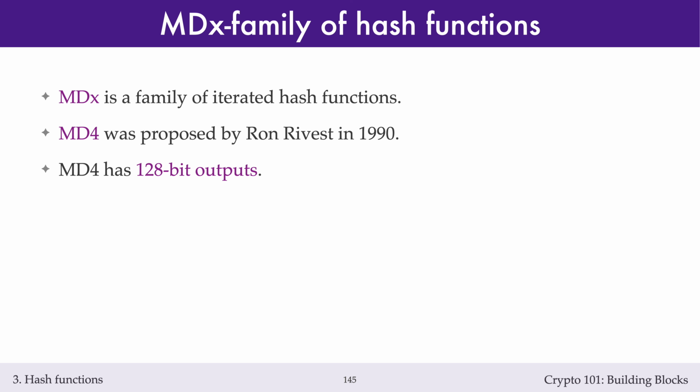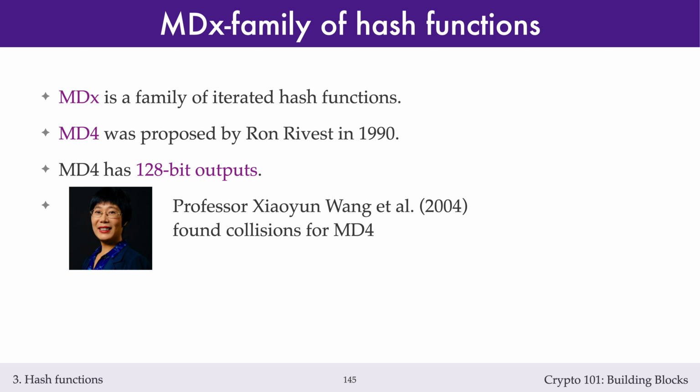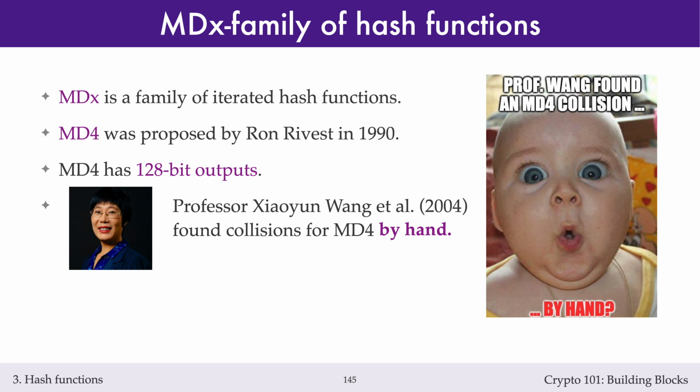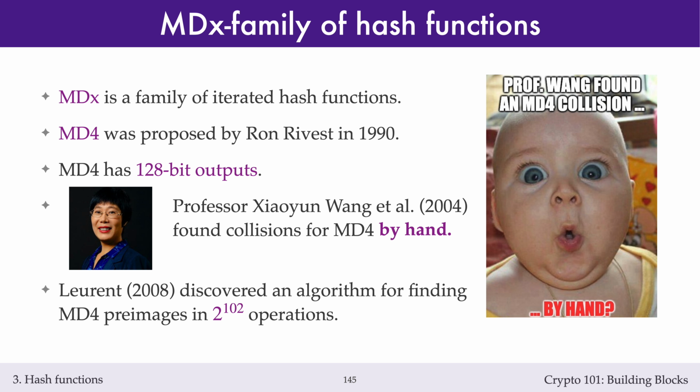MD4 was the first hash function that was used in practice. And so it came as a big surprise when in 2004, Professor Xiaoyun Wang, a mathematician working at Shandong University in China, discovered a method for finding MD4 collisions by hand. This showed that MD4 was completely insecure from the point of view of collision resistance.